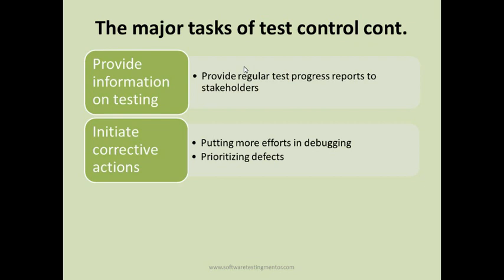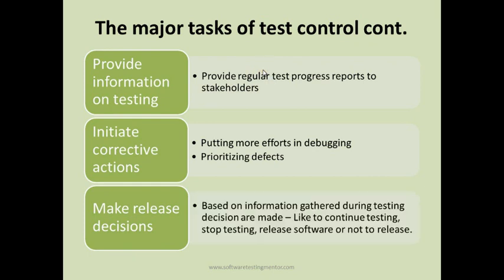So all these kinds of activities, when you are missing the deadline because of defects or because of test cases not being executed fully, need to be corrected. And the major task of initiating a corrective action is another major task of test control. Then make release decisions. Another task of test control is to make release decisions.